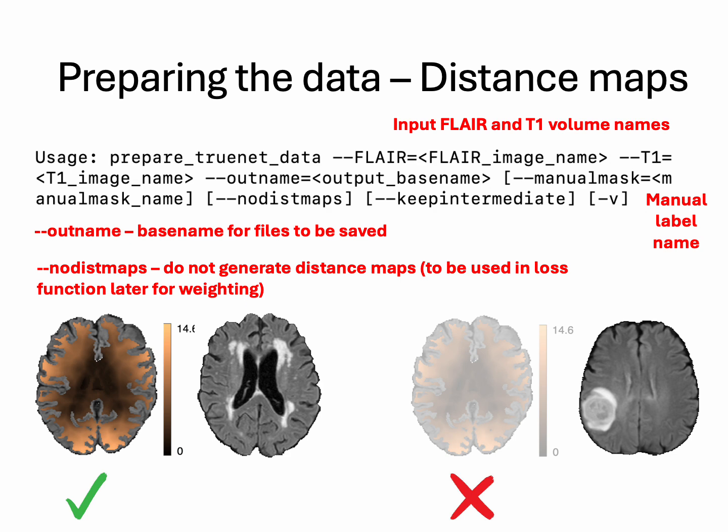And finally, we have the keep intermediate flag, where you get to keep the intermediate results, for example skull stripping without bias field correction. All those results are accessible if you activate the flag. And we also have the verbose flag.